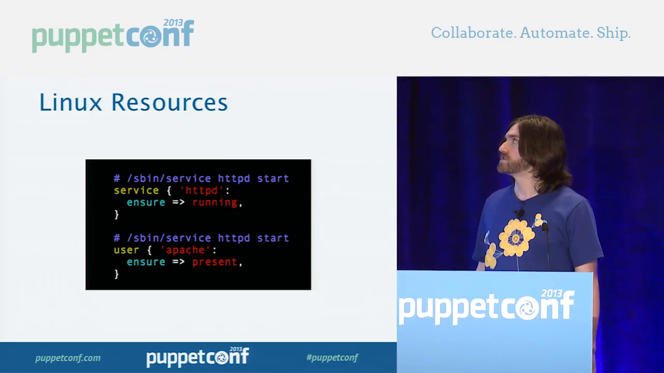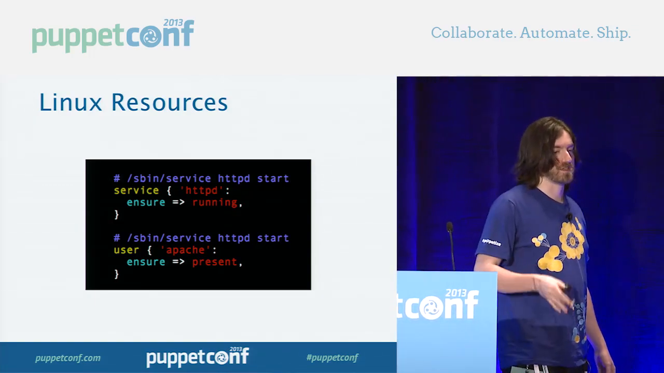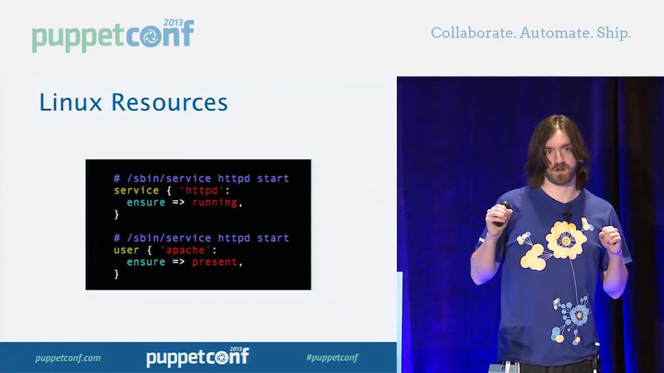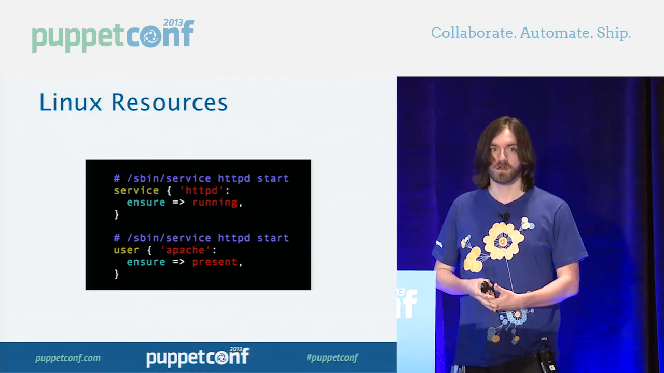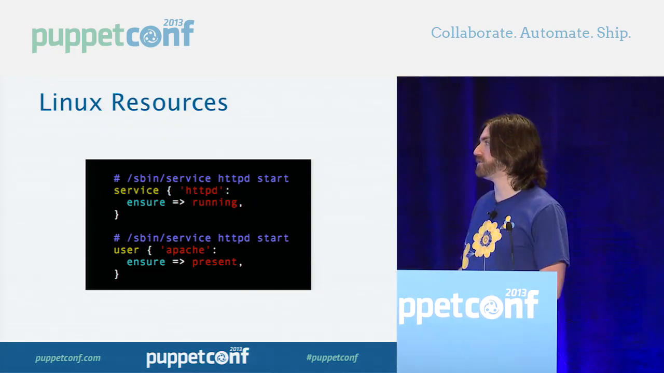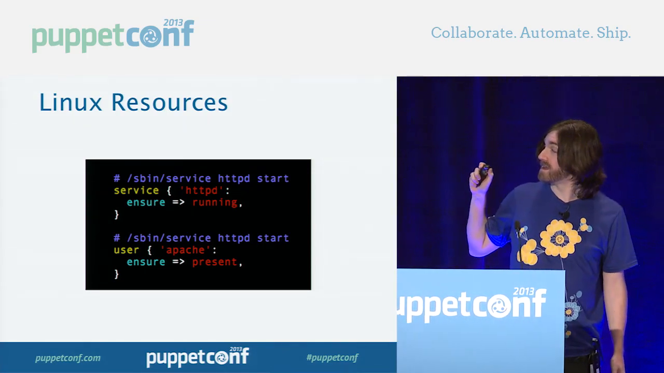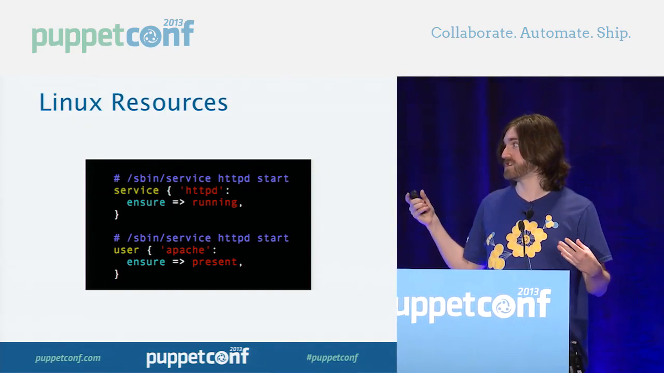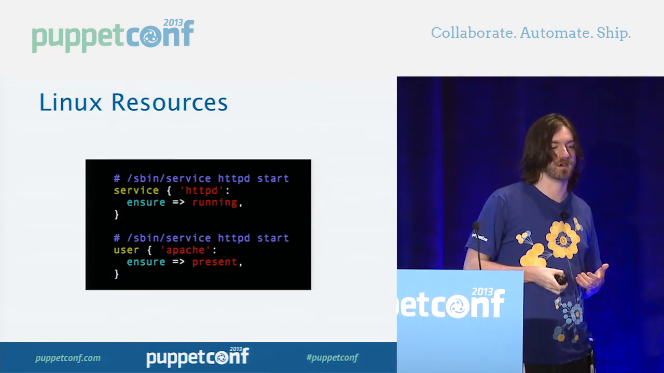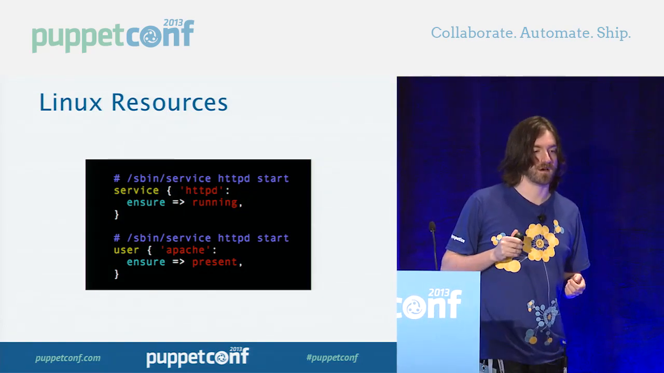So the actual Puppet code looks like this. Here's a simple managing of a couple of resources in Linux. I think even if you've never seen Puppet, if you've never used Linux, if you're a Windows admin, you can kind of figure out what this means. We want to make sure that a web server is running, and we want to make sure that a user that needs that service is also available.